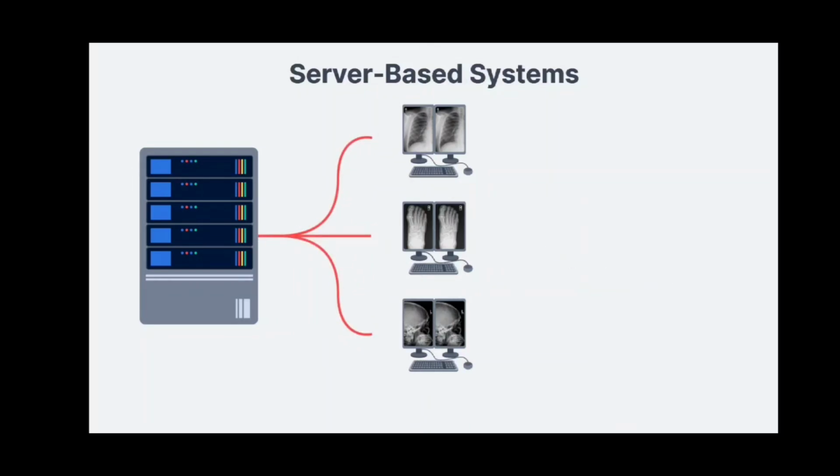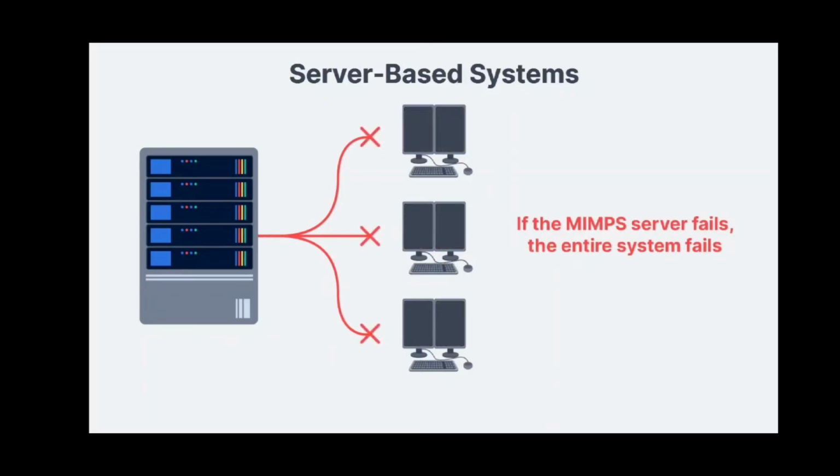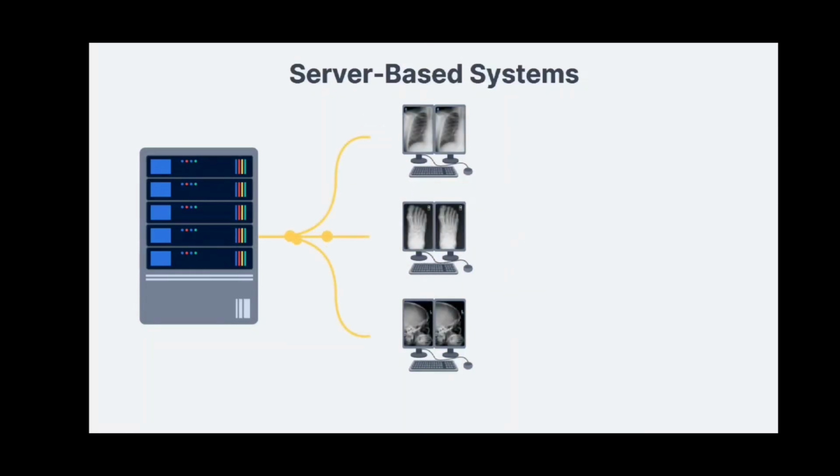For example, if the MIMS server fails, the entire system fails. There's no way to access the original images from a reading station except through the MIMS servers. The other thing to remember is that this system runs on one network, and so the system can become bogged down by the massive amount of data flowing through the network.